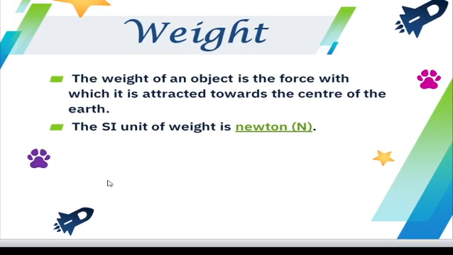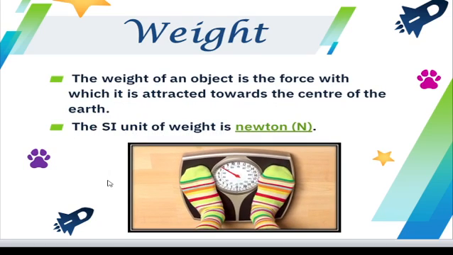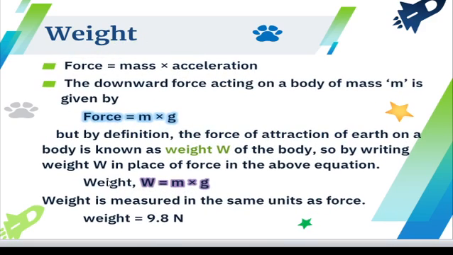Now weight. The weight of an object is the force with which it is attracted towards the center of the earth. The SI unit of weight is Newton. For example, suppose we want to find out our weight by using a weighing machine. This is an example of weight.